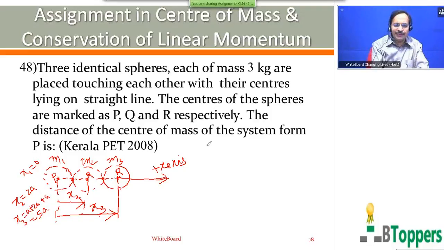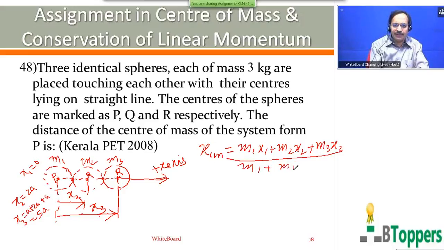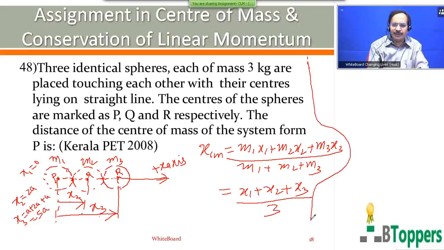So x coordinate of the center of mass of the system of the three spheres can be written as m1 x1 plus m2 x2 plus m3 x3 by m1 plus m2 plus m3. Because all the three masses are equal, this you can write as x1 plus x2 plus x3 by 3. As I discussed in the past, if all the masses are equal, the x coordinate of the center of mass will be the arithmetic mean of the x coordinates of the individual masses.